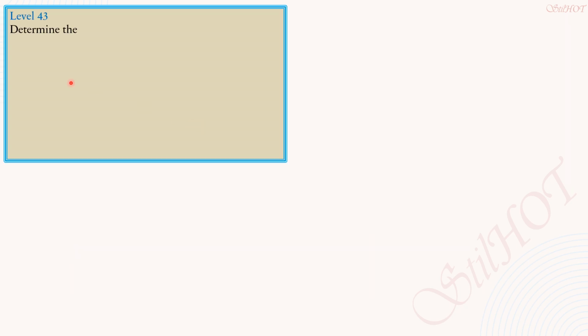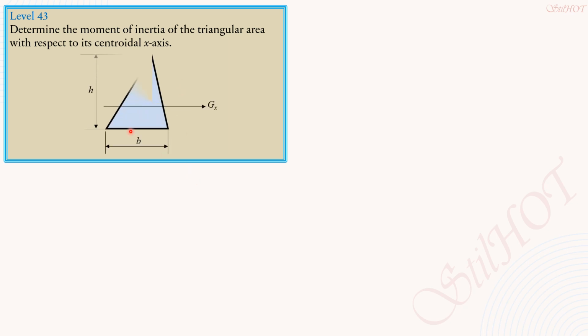Level 43, let's also derive the moment of inertia of the triangular area with respect to its centroidal x-axis. Again, the purpose is in preparation for the application of the parallel axis theorem, or when we deal with composite areas. So this is the triangle in general, and we have the base here. This is the centroidal axis parallel to the base.